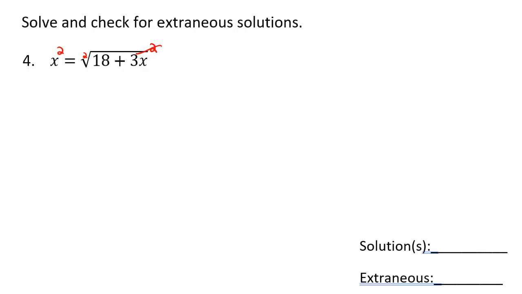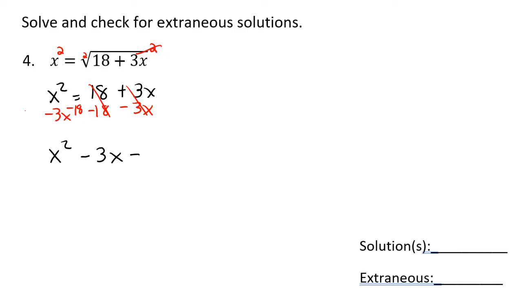So we're going to end up with x squared equals 18 plus 3x. Now, in this problem, since there's an x squared and an x value, that 3x, we want to move everything to the same side. I want to move everything to where the x squared is. I always want my x squared to be positive because I need to factor in this problem. So I'm going to minus the 3x over. I'm going to minus the 18 over. So I'm going to end up with x squared minus 3x minus 18 equals 0.